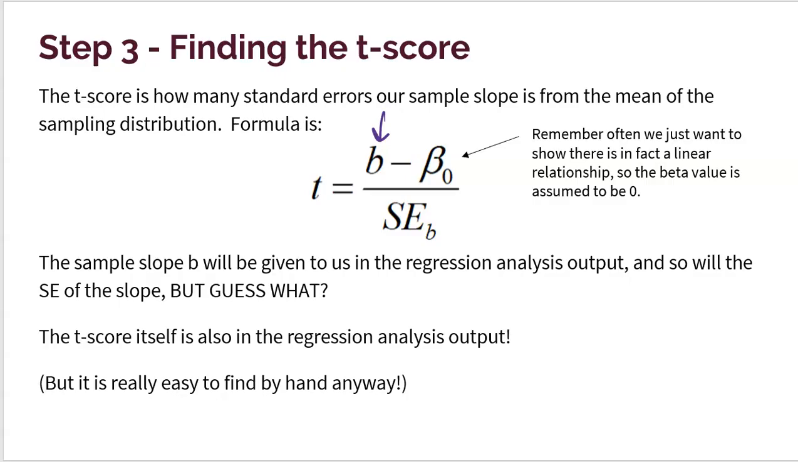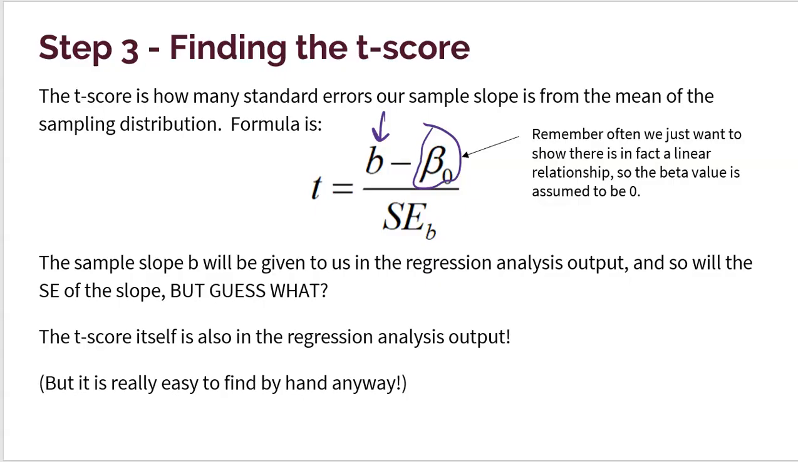So this value right here is again called the null slope, and that is what we use in the null hypothesis, which in a lot of cases, if you're just looking for a relationship, is 0. Otherwise, it's going to be in the problem. You're going to read the problem and it's going to tell you what the believed slope should be.